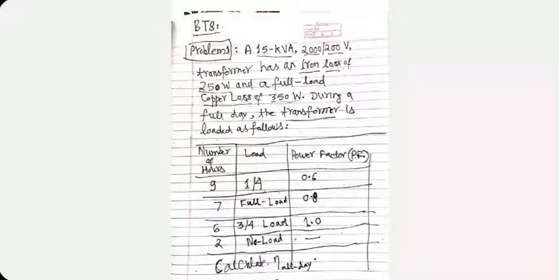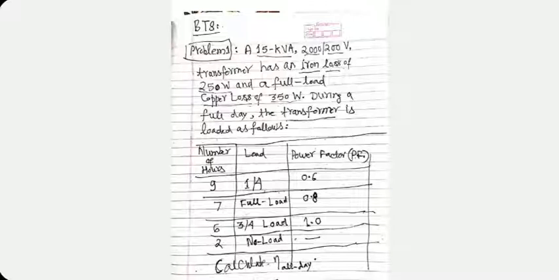Today, we would continue looking at some numerical examples, especially those concerning all-day efficiency of the transformer. This is one of them. We are given a 15 kVA 2000 to 200 volt transformer. Iron loss is 250 watt and full load copper loss is 350 watt.